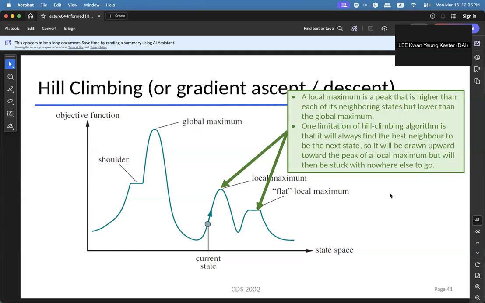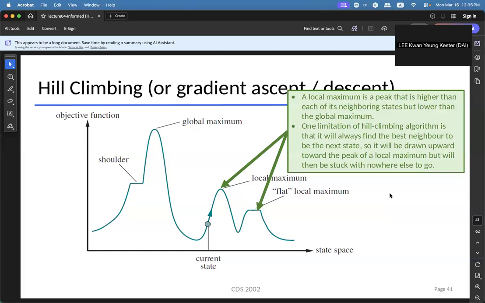You try to optimize the value just by comparing the value now and the value of the neighbors. Then you don't have the overall global perspective of the problem, and as a result, you will get stuck at a local maximum.